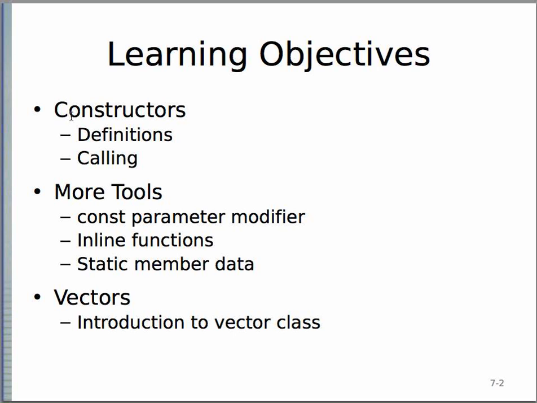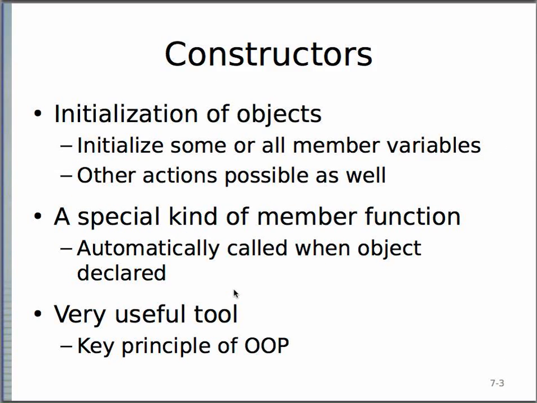Okay, so for what we want to do in this chapter, chapter 7, it's constructors. We look at some more tools like inline functions, const parameters in methods, static data members, and then finally we'll take a look at the vector class. So it's kind of similar. Basic idea is the same as the vector class in Java, that is java.util.Vector. Same basic idea, of course. There's a slightly different interface, or a slightly different way of using them.